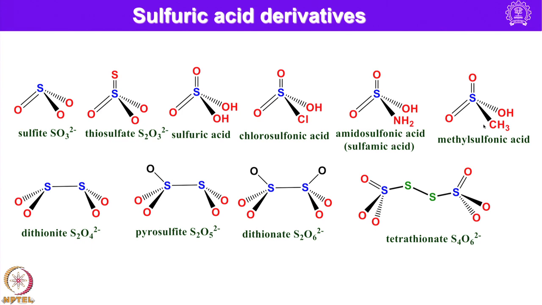and if OH is replaced by methyl group, it is called methyl sulfonic acid, and this is dithionite S2O4 2 minus, and this is pyrosulfite S2O5 2 minus, and this is dithionate S2O6 2 minus, and this is tetrathionate having 4 S in a chain having S-S linkages, it is S4O6 2 minus. So, let us look into the preparation of some of these compounds, how these compounds are prepared.